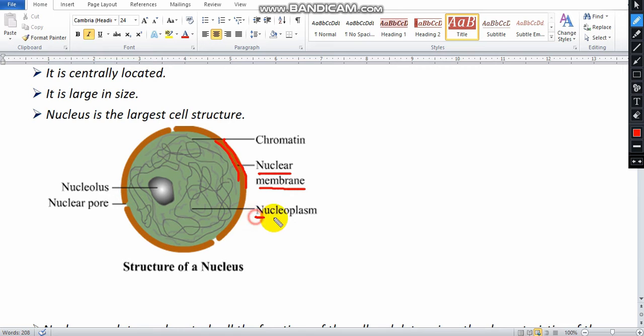Nucleoplasm is the fluid which is present in the nucleus, and here is the thread-like entangled structure, which is nothing but chromatin material. And this is the nucleolus which is present in the nucleus, and these are nuclear pores. We discuss now nuclear pores. These are nuclear pores.